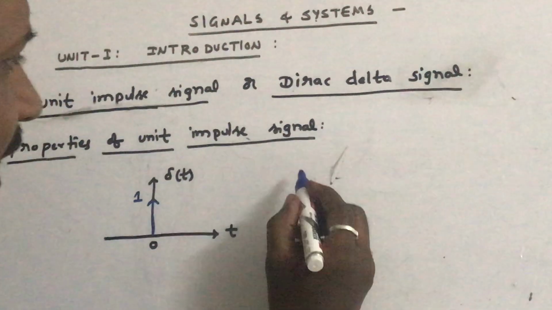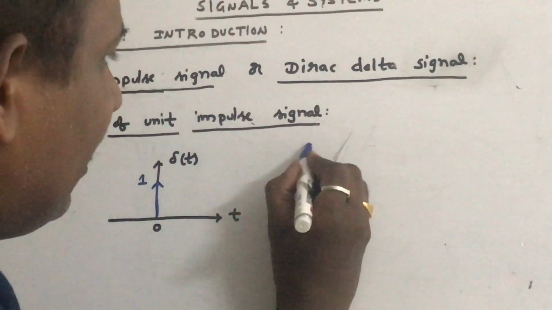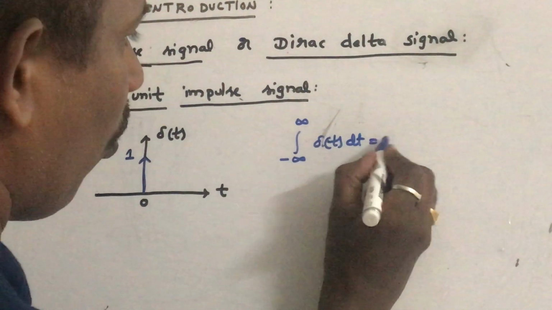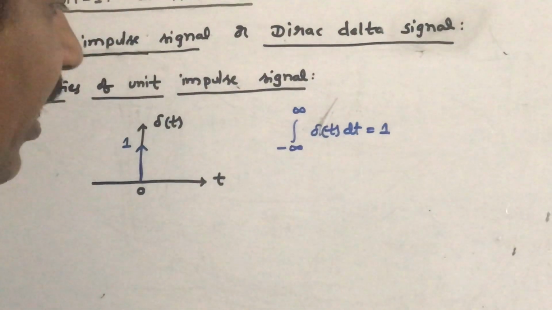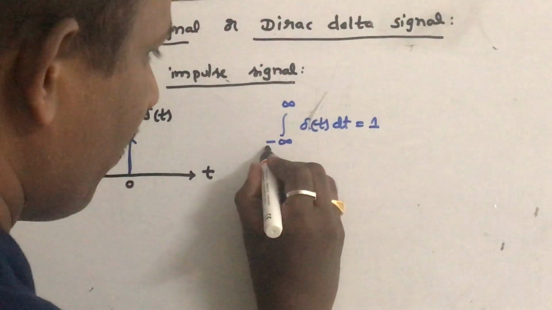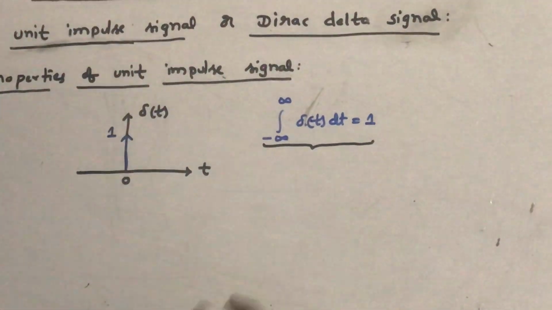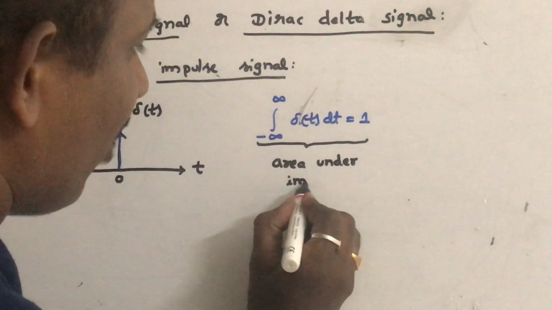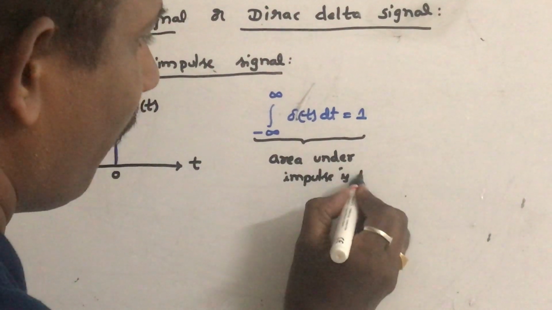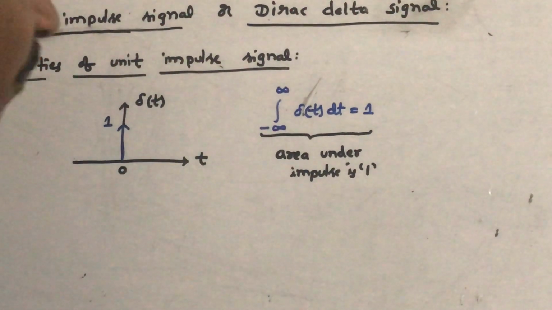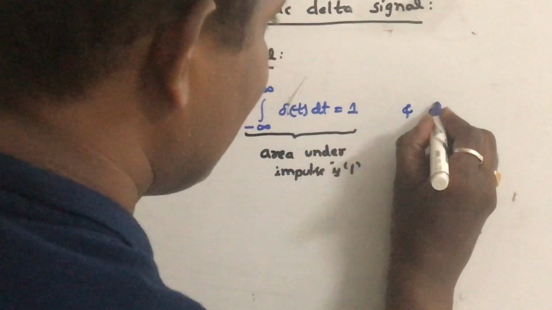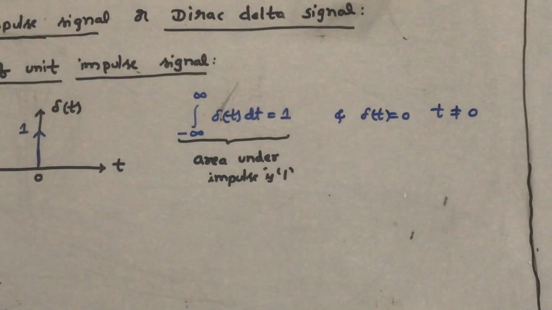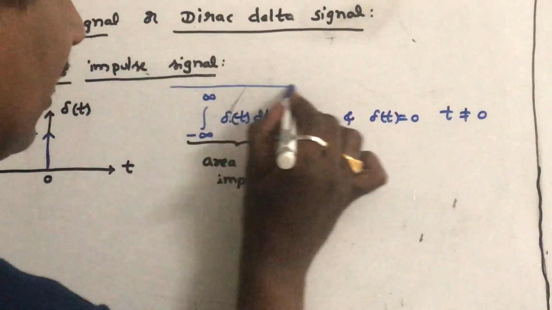So how do we write it mathematically? Mathematically it is written as the integral from minus infinity to infinity of del of t dt is equal to 1. From the basic definition of integration, this indicates that the area under the impulse is 1. And what is the impulse for the rest of the times? Its value is 0 for t not equal to 0. So this is the definition of the impulse function which we discussed in the previous lecture.